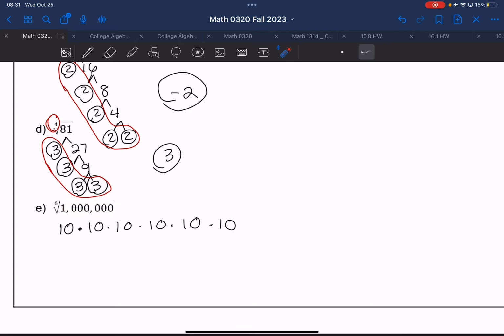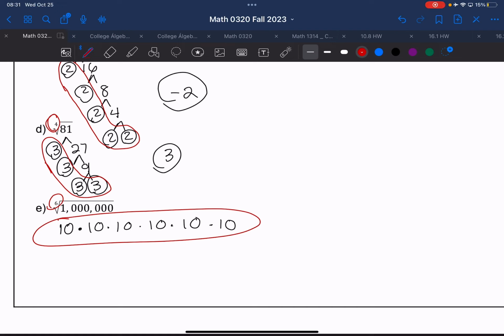Knowing that, what is our pair that we're going to circle? A pair of 6. Since there were 6 tens, our answer is going to be 10. Remember, we take one number out of our pair, and since we had a pair of tens, our answer is 10. This would only be the case if you are talking about 100, 1,000, 10,000, 1 million. It has to be one that has all those zeros at the end.